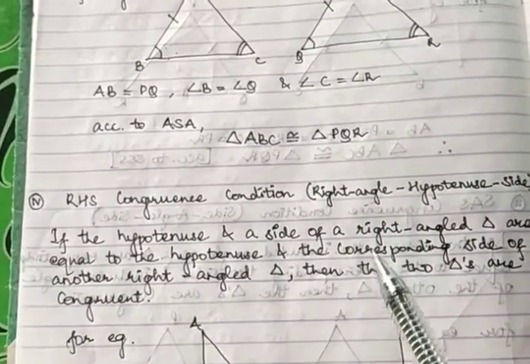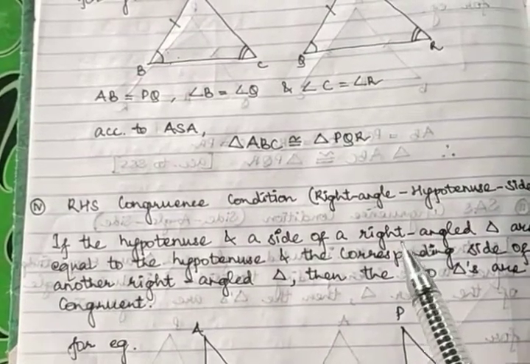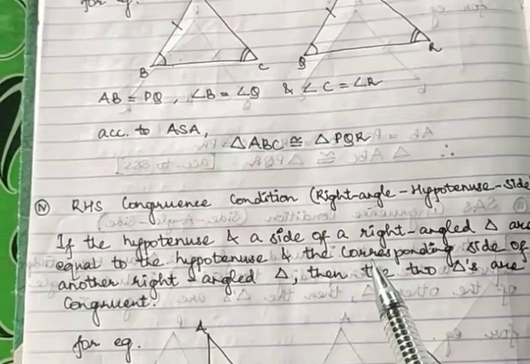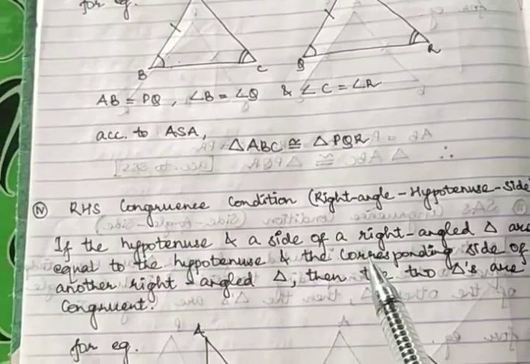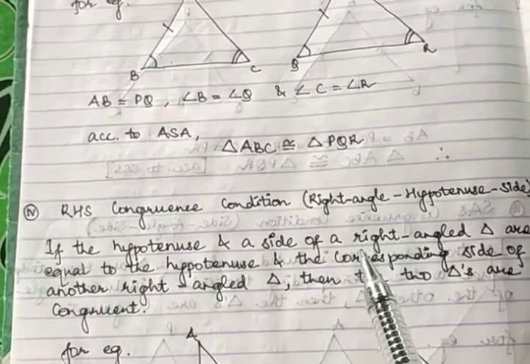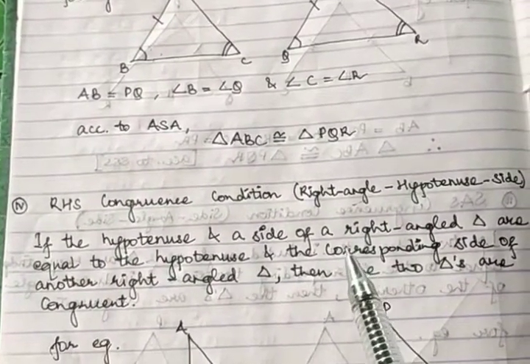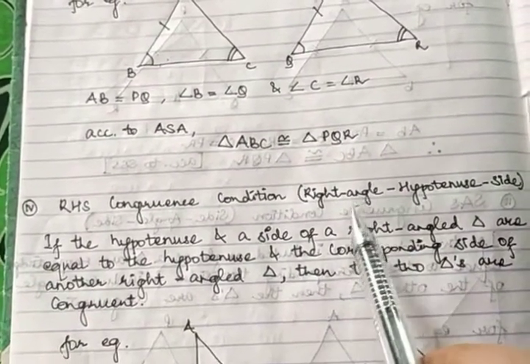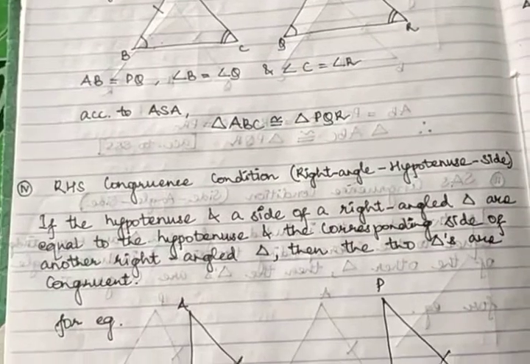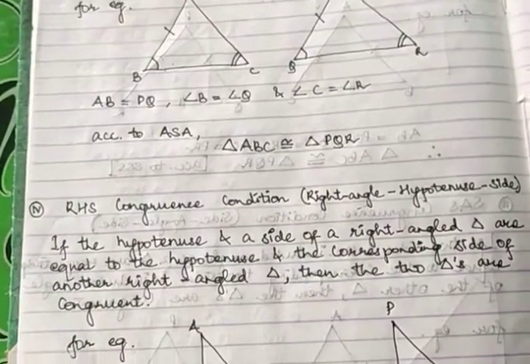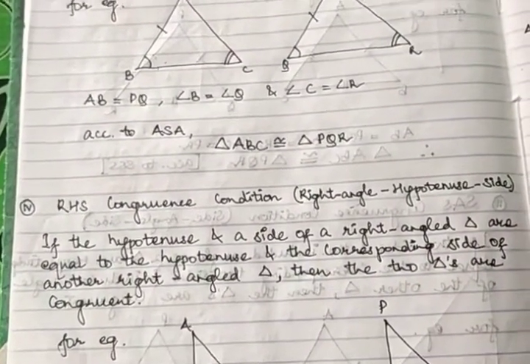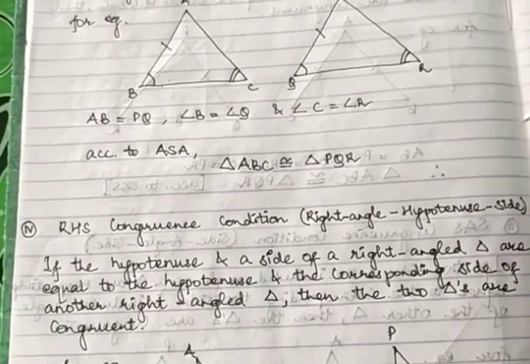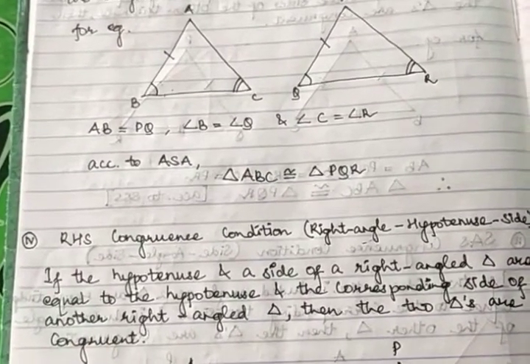But why we need to write it as RHS is because whenever you are comparing two right angle triangles and you figure out that those two triangles are congruent, then at that time you have to write the RHS condition, that is right angle hypotenuse and side. Okay, if both the hypotenuses are equal. If not, then simply you can go with SAS.